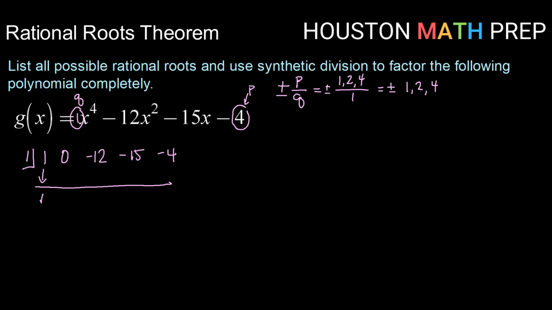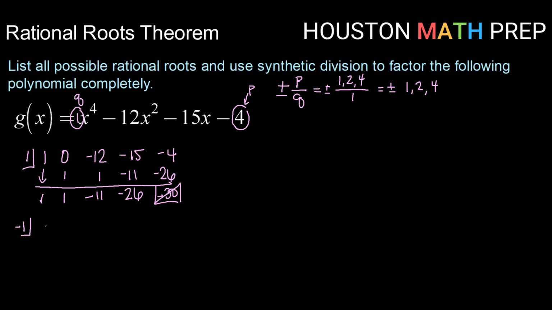So let's see. 1 times 1 is 1. 0 plus 1 is 1. 1 times 1 is 1. Negative 12 plus 1 is negative 11. 1 times negative 11 is negative 11. Negative 15 plus negative 11 is negative 26. And 1 times negative 26 is negative 26. So I get a remainder of negative 30. That means that 1 is not a rational root of this g of x.